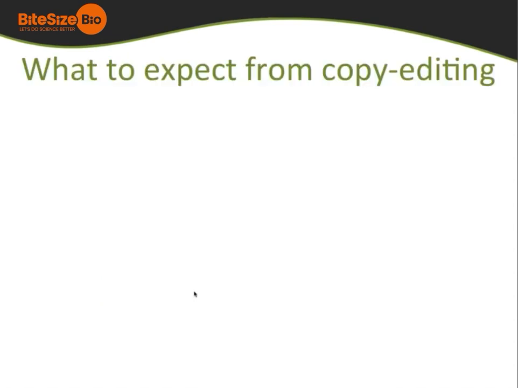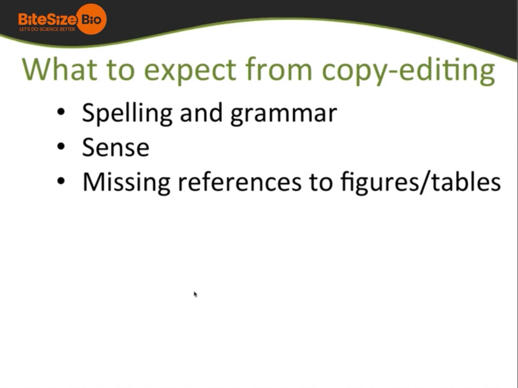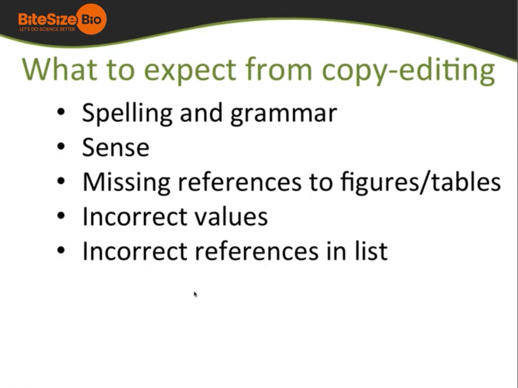So the last step I mentioned was something called copy editing. A lot of people really don't understand what this step is. Obviously copy editing goes through things like the spelling and the grammar of your article to make sure that's all correct. It'll also, though, go a bit deeper than that. First of all, to make sure that your article actually makes sense. They'll also maybe point out missing references to figures and tables, or possibly incorrect values. For example, if you've got simple addition in a table but the numbers don't quite add up. They might also point out incorrect references in a reference list, and also whether your reference formatting is incorrect, and may correct this for you.